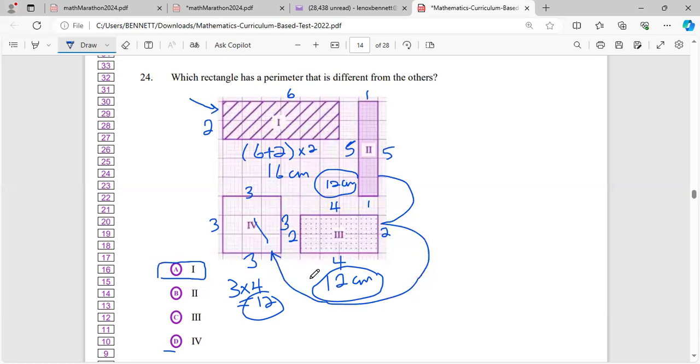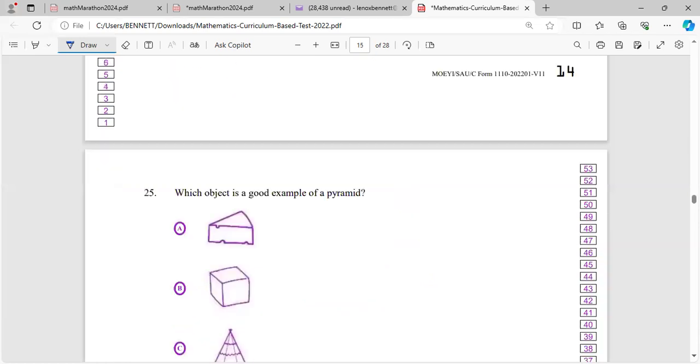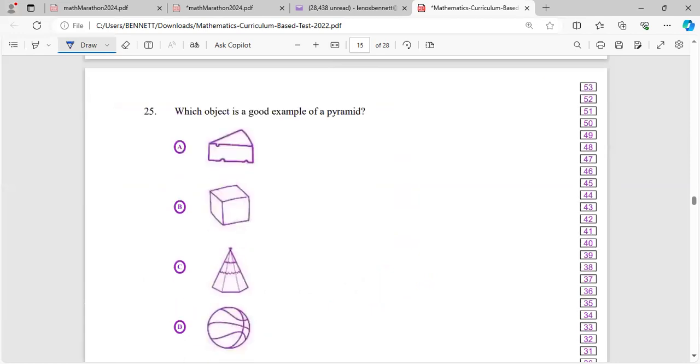All right, thanks so much. Next one, let me see who volunteered. Alice volunteered, but we're going to work it out first, and then you put Alice on the floor. Thanks so much. Any answers still, guys? Which object is a good example of a pyramid?